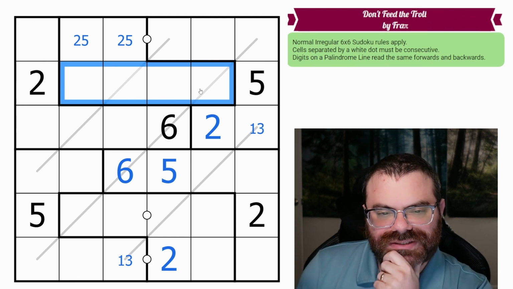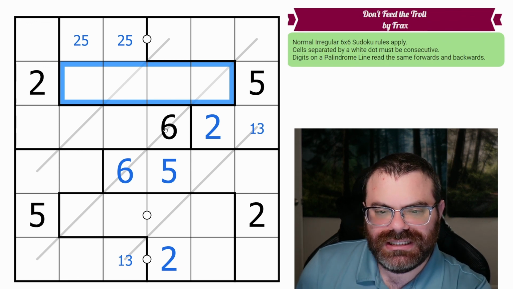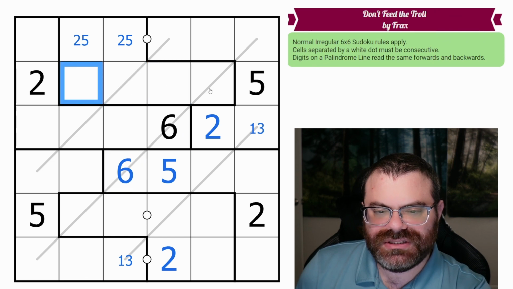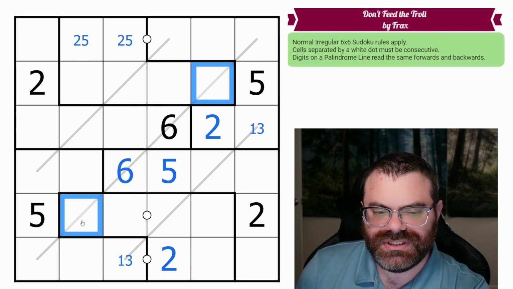I'm thinking about 6 in this row because these 2 6s look up. So 6 is in one of these 2. If this was a 6, it would put a 6 here.